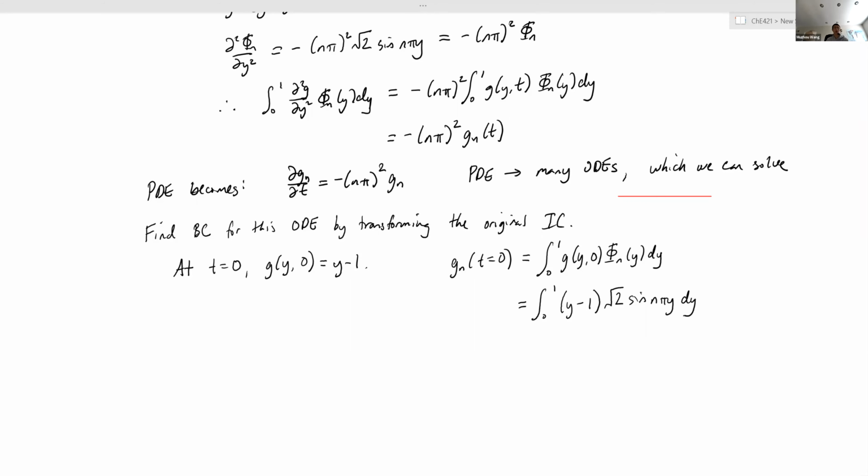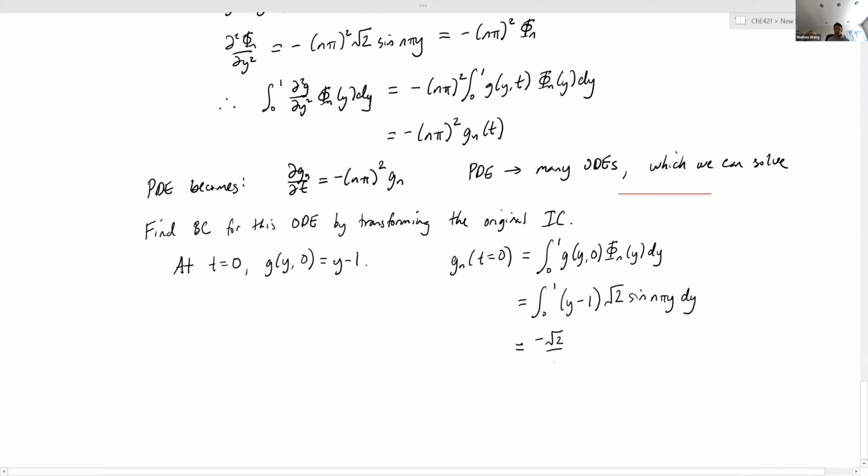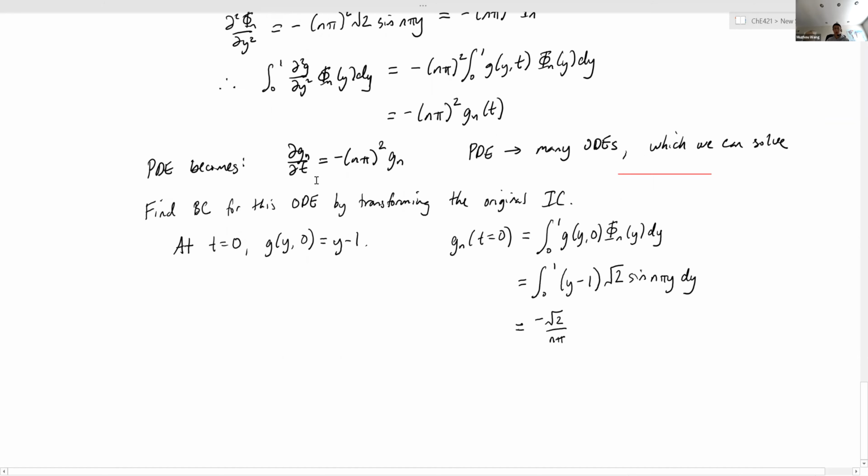And you can evaluate this integral. This is something you can stick into Mathematica, or if you actually want to do it by hand, that works too. I won't bore you with the details for how to evaluate this integral. The value is this. Okay? And so now we have one first order ordinary differential equation and one boundary condition. And so we should be able to solve those differential equations, right?